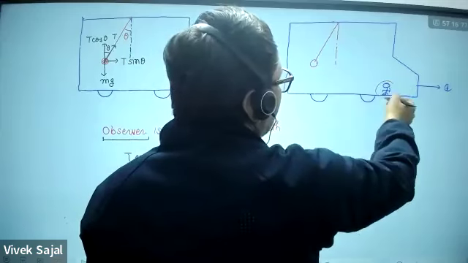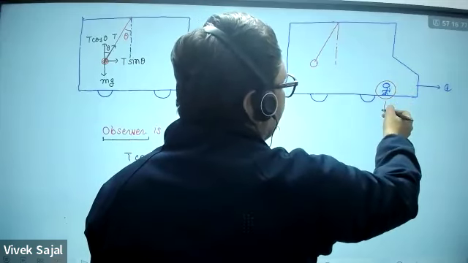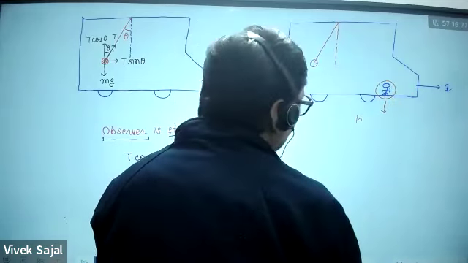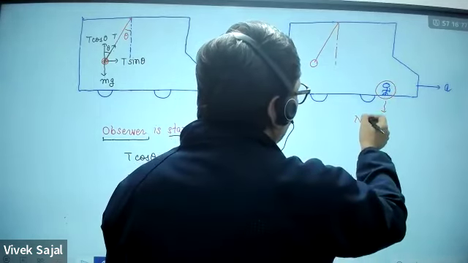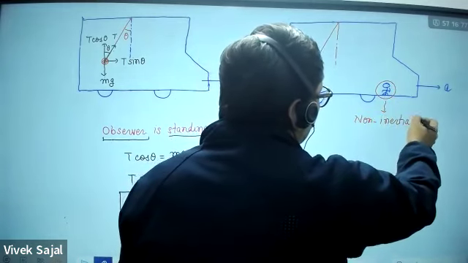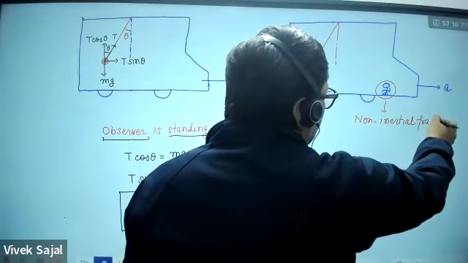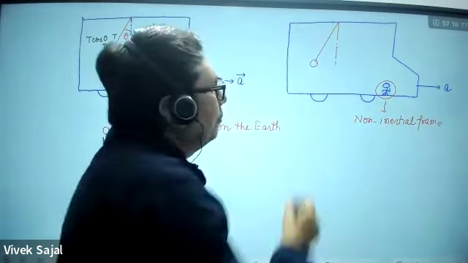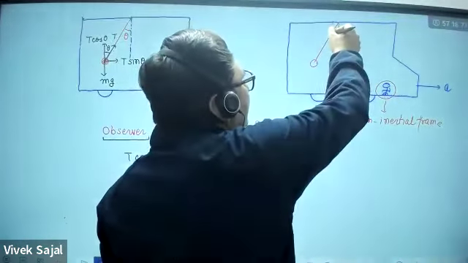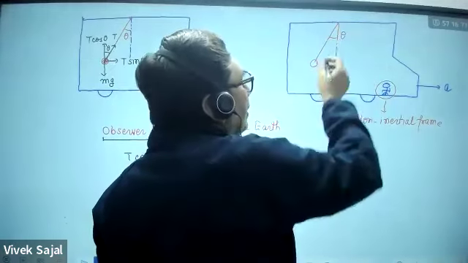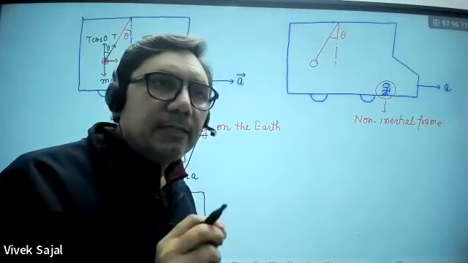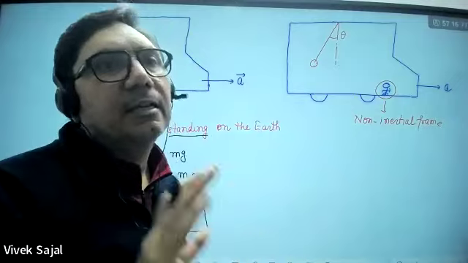So what is this observer going to say? This observer is in an accelerated frame. Where is he standing? He is in a non-inertial frame. First thing. Second, what will be his observation? He will say that, okay, because he is in the bus, this string is making an angle theta. That is okay. But after that, it is at rest. He will say that this ball is at rest. However, this string is making an angle theta.